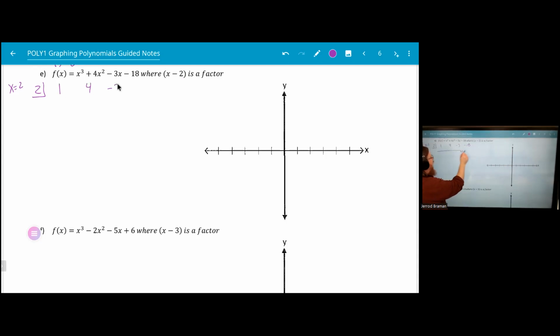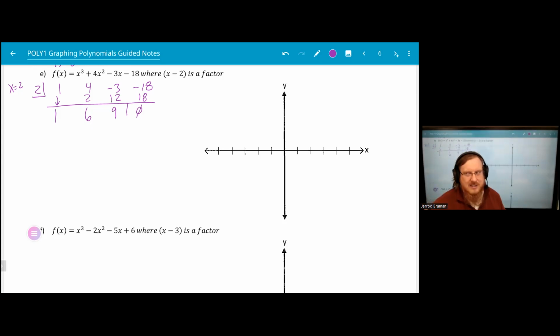I didn't have to do anything goofy. I didn't have to put any zeros because we had all the terms in there. I drop the 1. Multiply by 2. Add down to get 6. 2 times 6 is 12. If I add down, I get 9. 2 times 9 is 18. And I darn well better have gotten a remainder of 0, because if I got a factor and it's not a remainder of 0, it's not a factor, or I messed the math up.